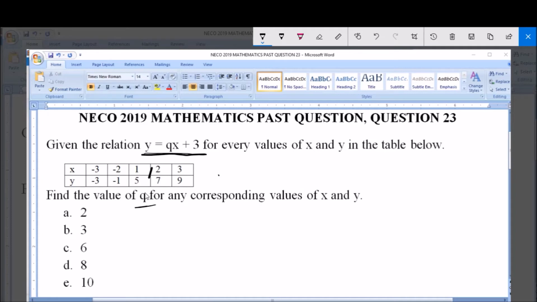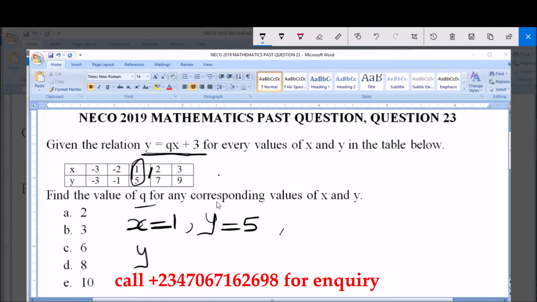Now let's pick these corresponding values, that's 1 and 5. That is, x is equal to 1 and y is equal to 5. Now let's input it into this equation. The equation says y is equal to qx plus 3.